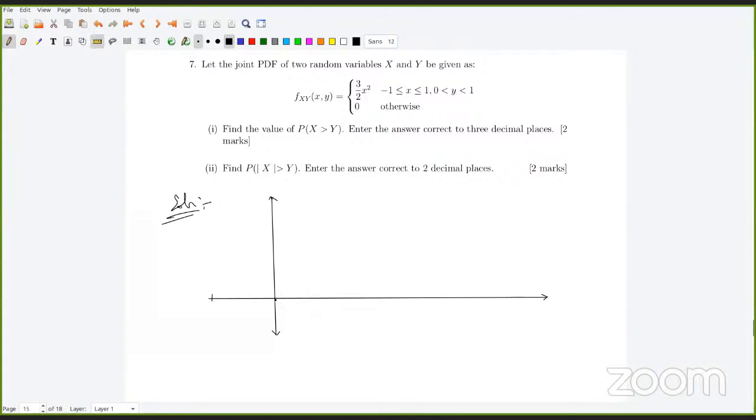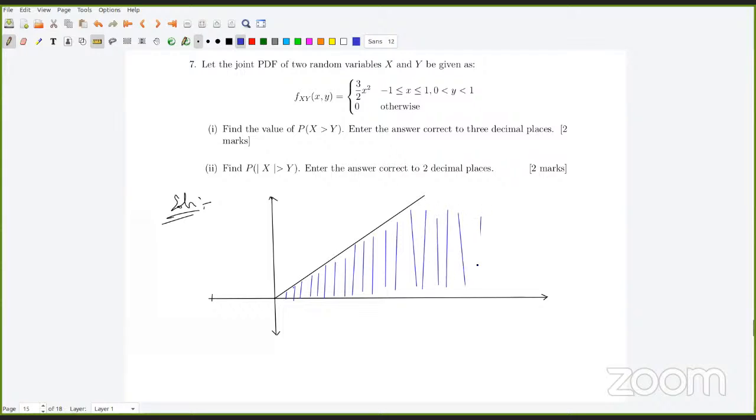For x greater than y, you just have to draw the x equals y line, and then identify which region represents x greater than y. So this region represents x greater than y. For all these problems, draw the graph and identify the region in which we have to find the probability. Now we just have to find the limits. The probability that x is greater than y is the double integration of 3 by 2 x square dy dx.